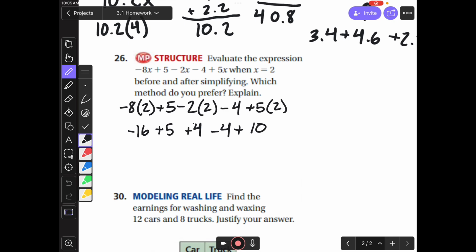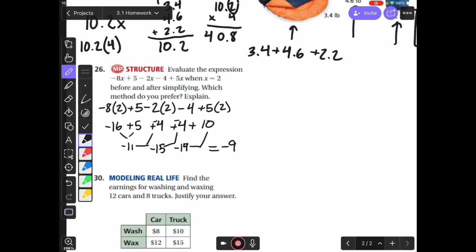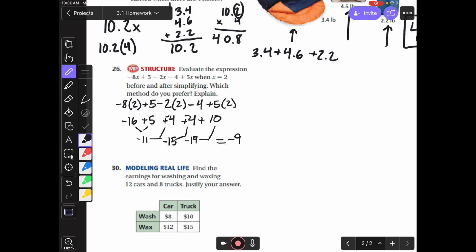All right, I like adding opposites always. I just think it's a little bit easier. Let's see, negative 16 plus 5 would be negative 11. Negative 11 plus negative 4 is negative 15. Negative 15 plus negative 4 is negative 19. Negative 19 and positive 10, they don't like each other, they subtract. I get an answer of negative 9. All right, so that's without simplifying.